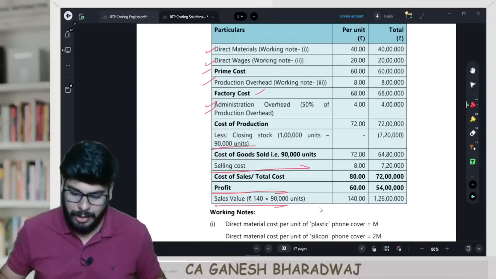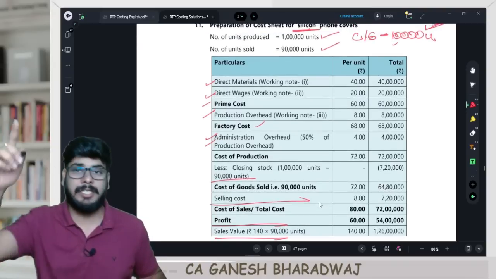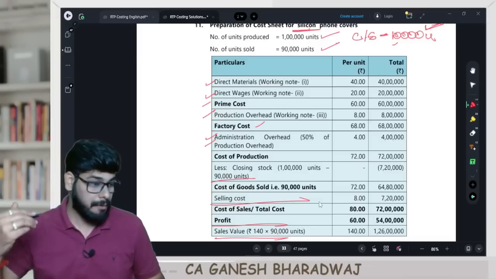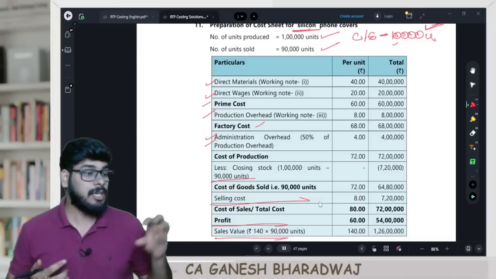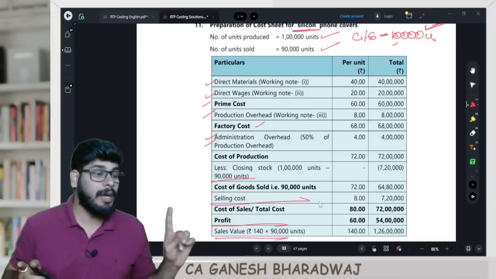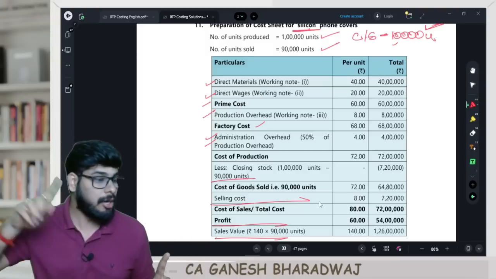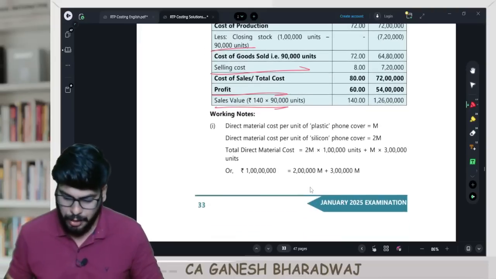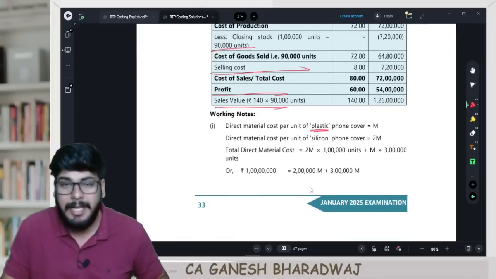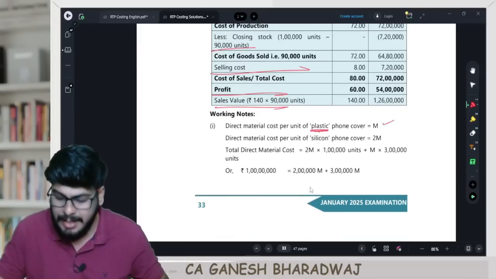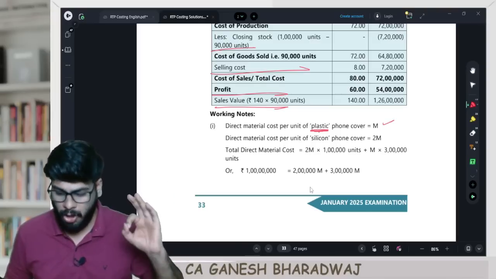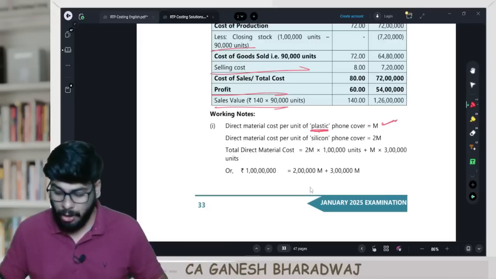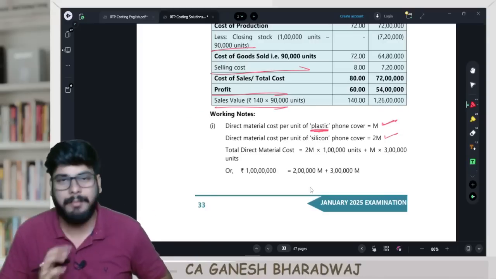Now, let's go on to the first line item, direct materials. Read the question. What have they given? Direct material cost in total is 1 crore rupees. But what else have they given? The direct material cost per unit of silicone phone cover is twice as much as the per unit material cost of plastic phone cover. Let us say the material cost per unit of plastic phone cover is M. Then the per unit direct material cost of silicone cover will be twice M, that is 2M, correct?